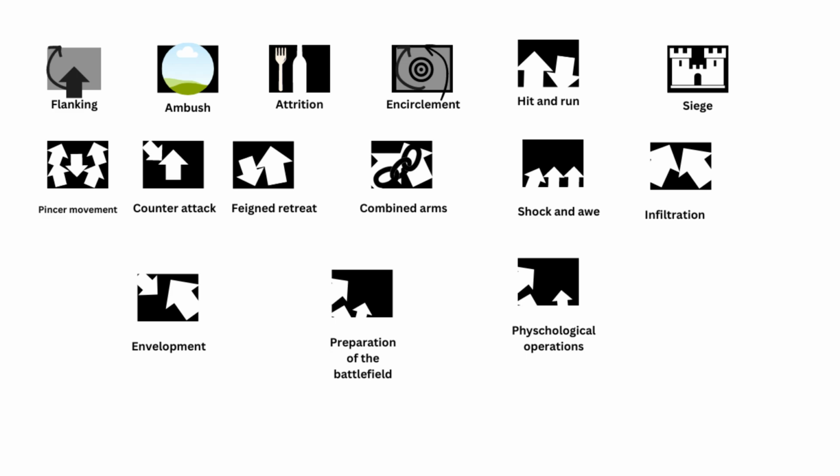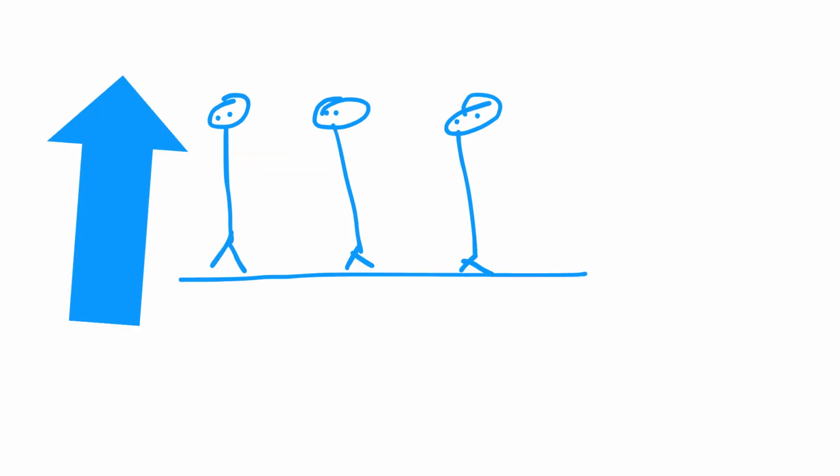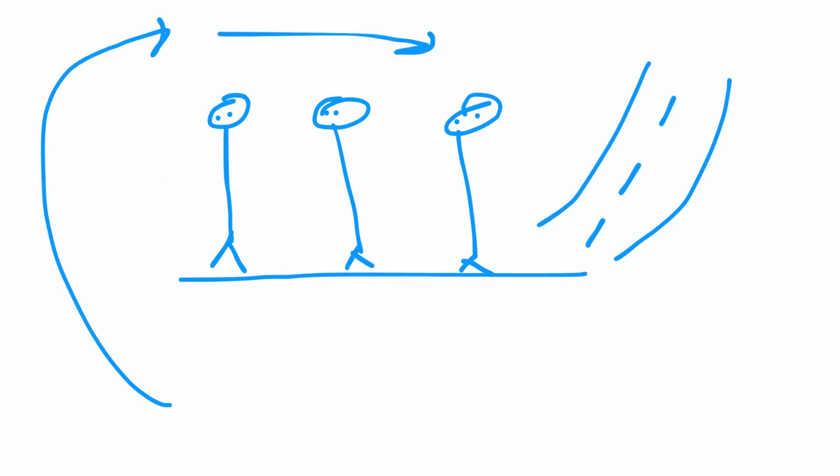Flanking. This involves attacking the enemy from the side or rear to exploit weakness in their formation. Flanking maneuvers aim to surround the enemy, cutting off their escape routes and forcing them into a vulnerable position.